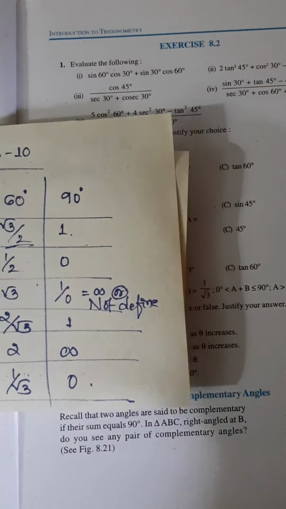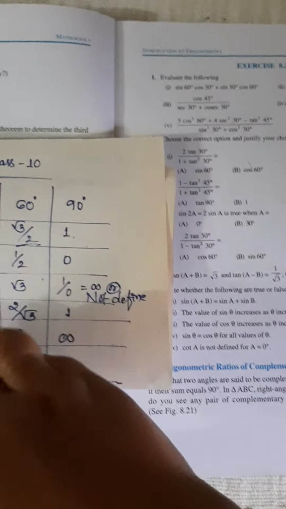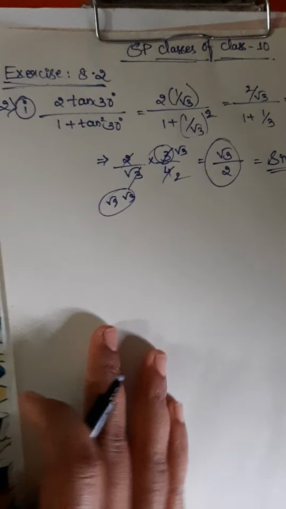But still, you can check other things also. Cos 60 is 1 by 2, it's not possible. Tan 60 is root 3, it's also not possible. And sin 30 is 1 by 2. So obviously our answer is sin 60. Option A is correct.